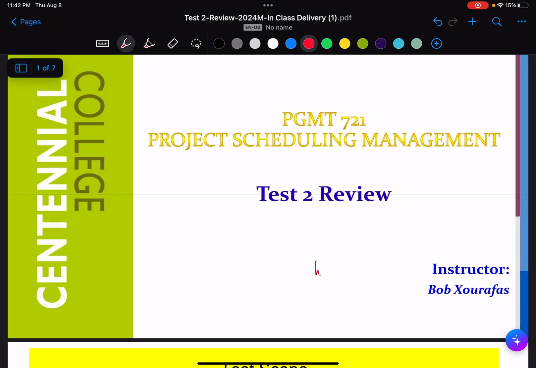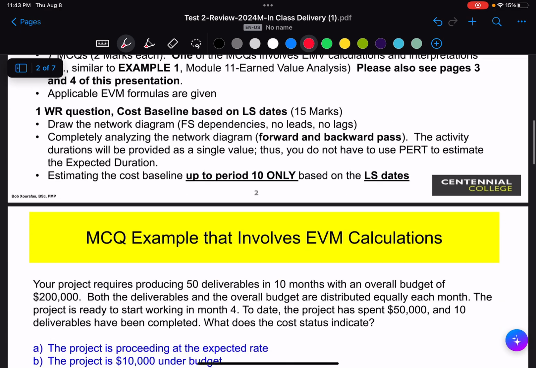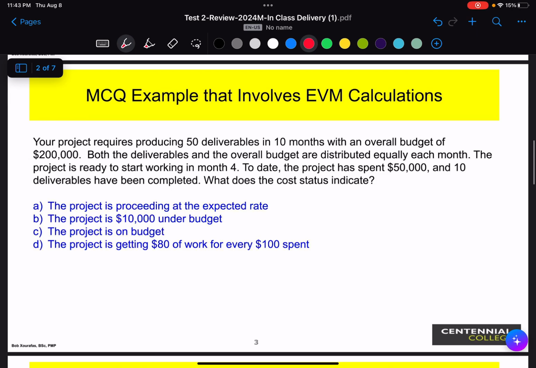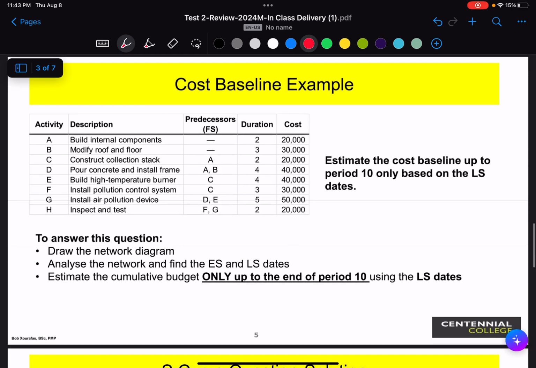Hello. So we have an interesting question here of project scheduling management. It's part of a wider set of questions. An example is given. We won't go through the example. We'll just jump right into this.